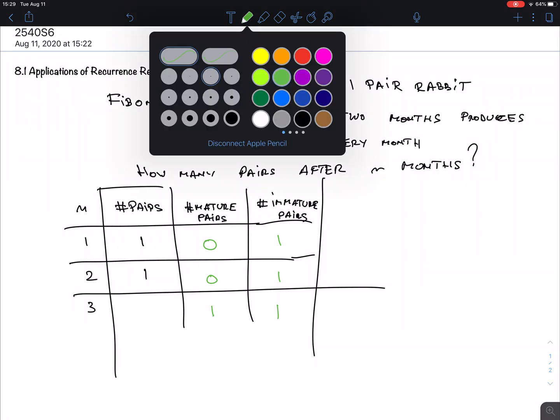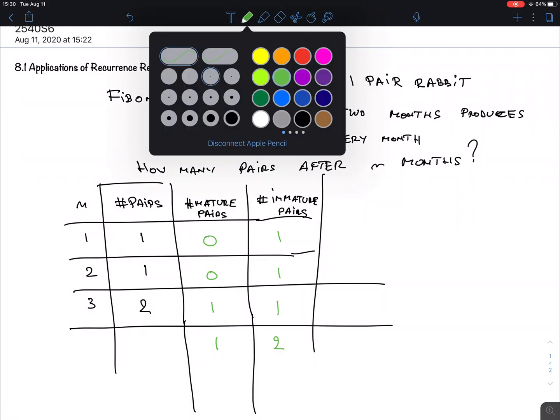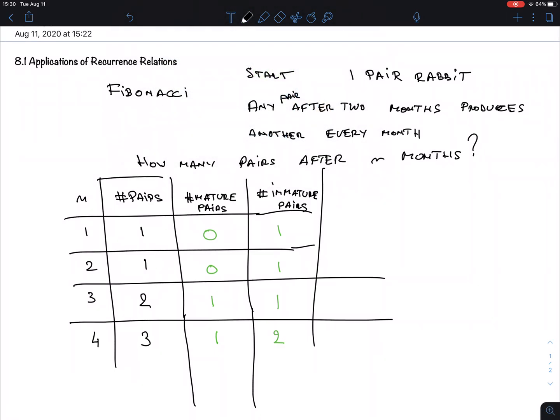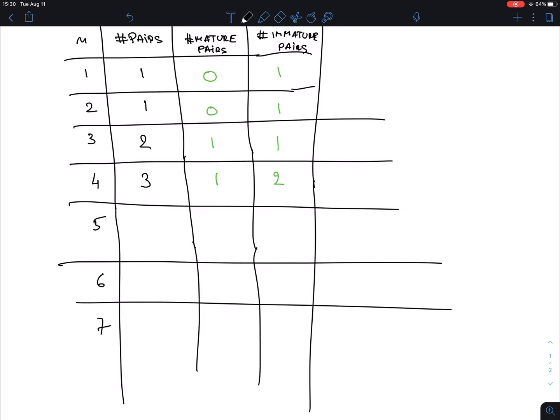Okay, so at this point we have 2 pairs. Let's see what happens now. How many mature pairs do we have next month? Well, the mature pair of course stays mature, but the immature pair is not maturing yet, so we have only 1 mature pair. How many immature pairs do we have? Well, we're going to have 2 because our original pair has produced another one. Okay, so let's make it months 5, 6, 7. I think by that time we'll figure out what is going on.